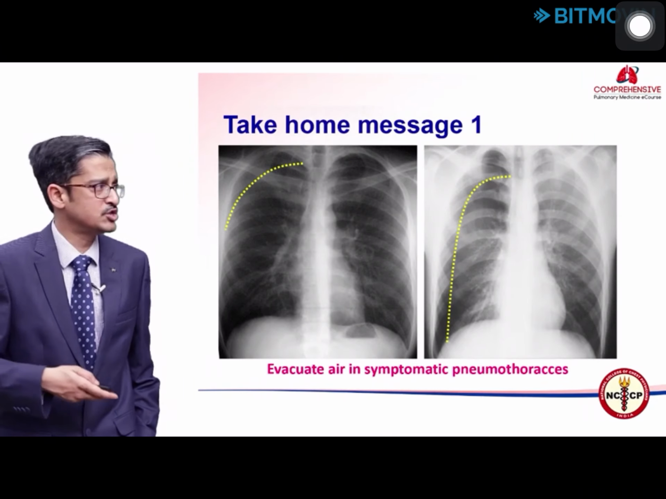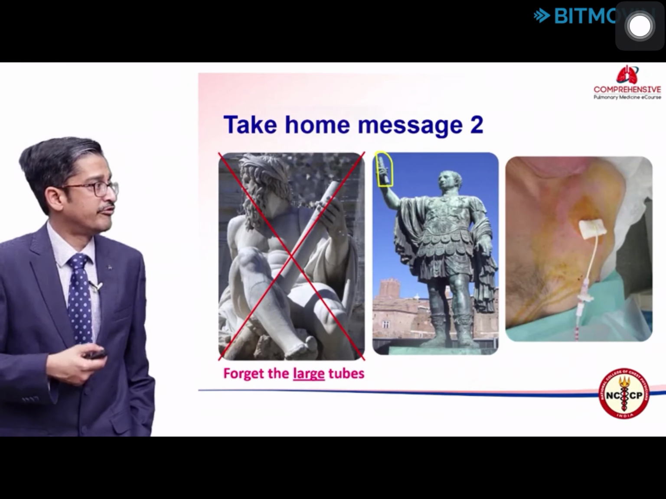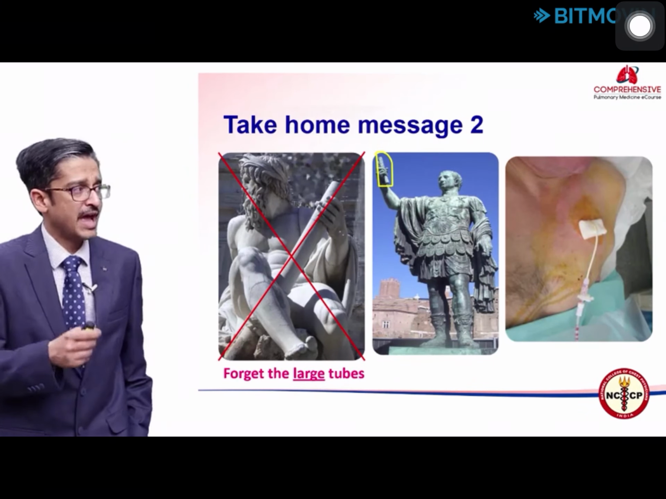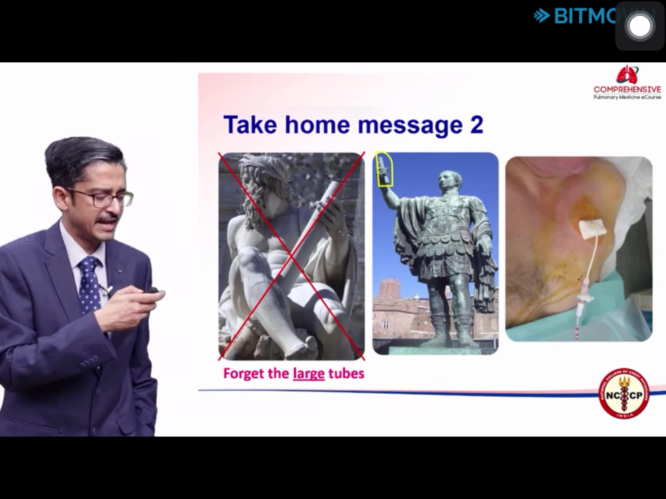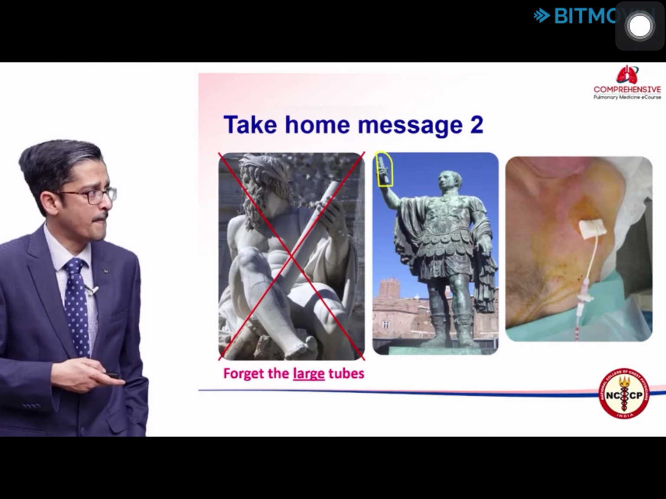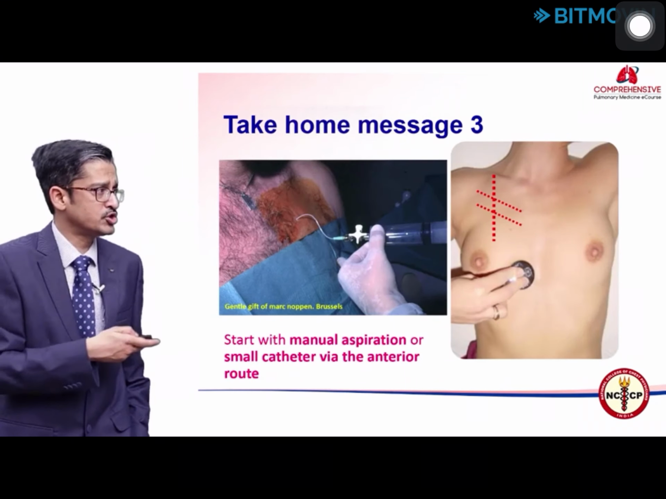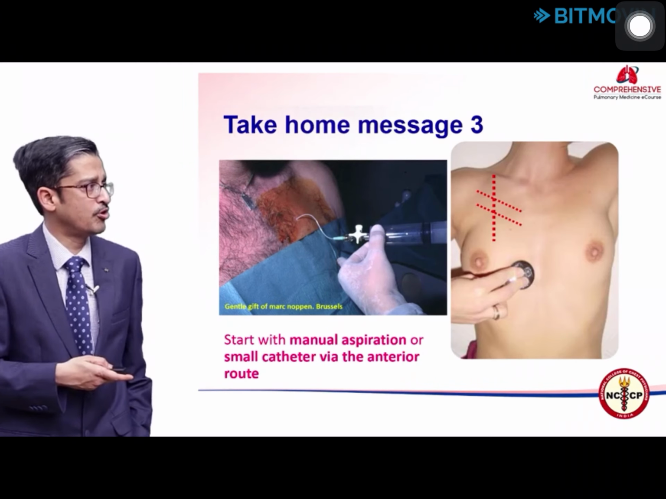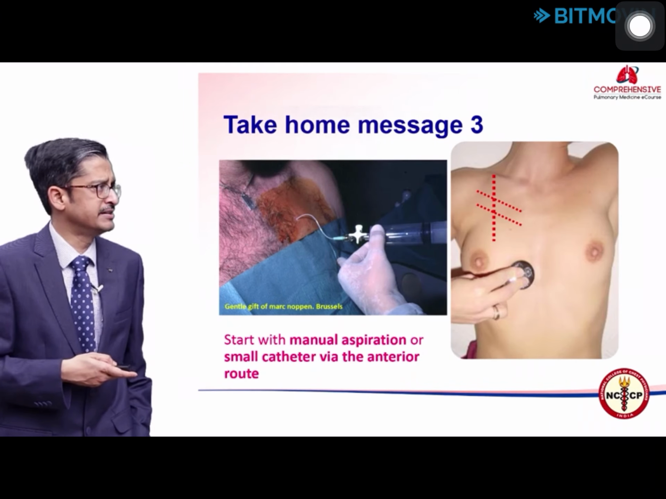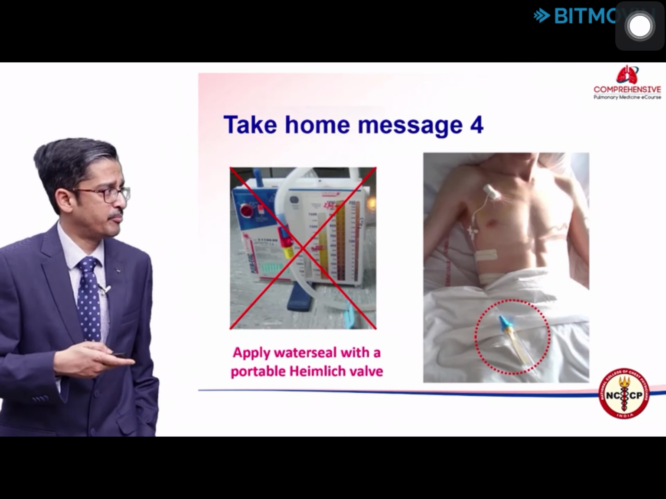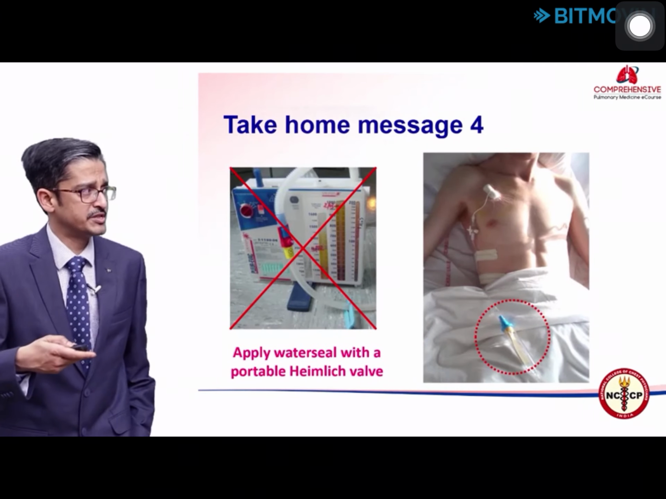So take home messages: evacuate air in patients with symptomatic pneumothoraces. Don't go by size, go by symptoms. Forget the large size tubes, your small size tubes will work as well, and a case in point is putting a pigtail catheter along with a Heimlich valve at the end and sending the patients home. Start with a manual approach, and your area of safety is the lateral part of the anterior chest wall in the quadrangle that is shown there. A water seal drain with a portable Heimlich valve is what is important.